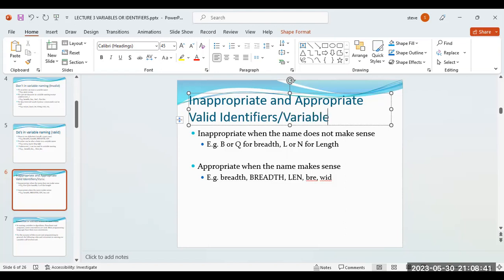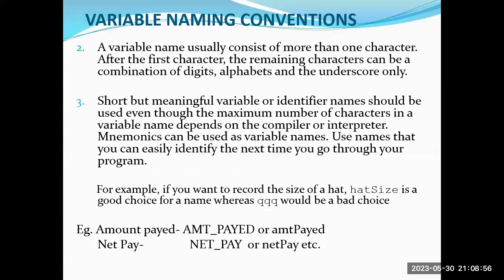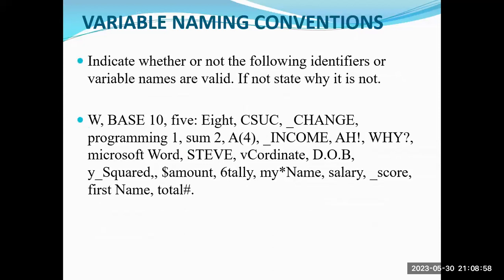So once again, I'm asking, is W a valid variable name or not? Sir, it's valid. Why is it valid? Sir, because it's an alphabet which can be used. That's all the explanation. As far as it's an alphabet, it can be used.